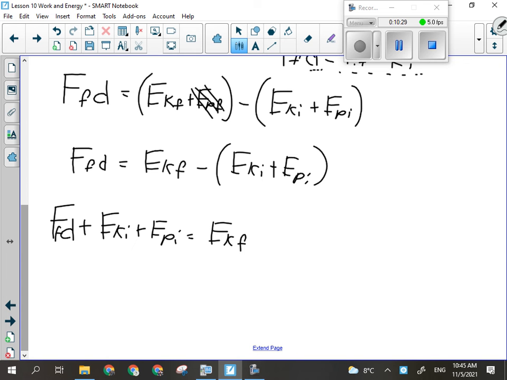Now I'm gonna put in the formulas for each one of these terms. Okay, so I've got force of friction times distance plus 1/2 times mass times initial speed squared plus mass times gravity times initial height. And that will equal 1/2 times the mass times the final speed squared.